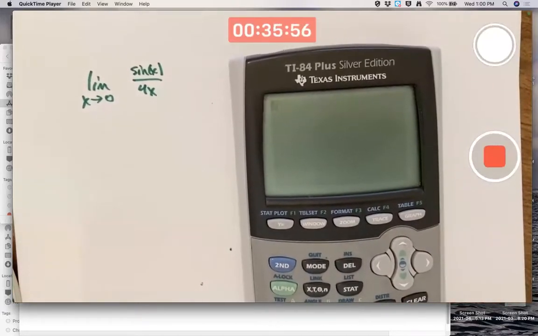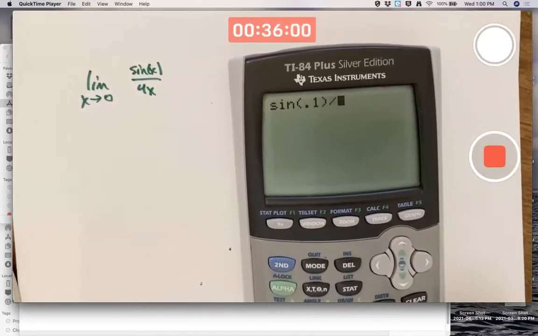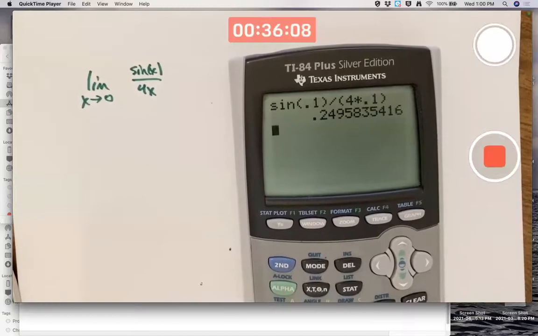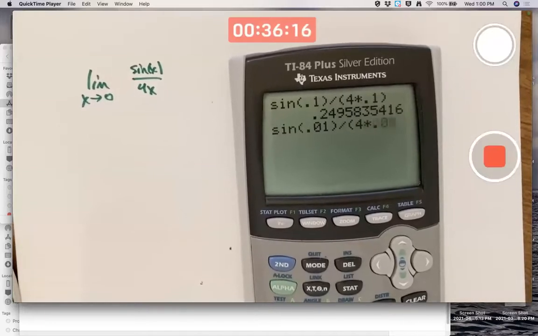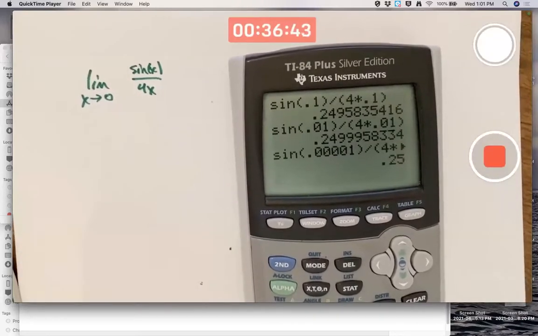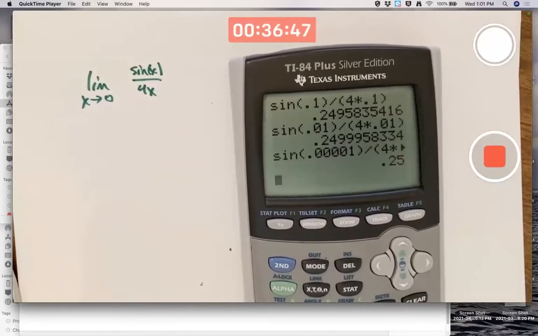What if I plug in 0.1 for x? So I compute sine of 0.1 divided by 4 times 0.1. I get this. Okay, let's try a number that's even closer to 0. Sine of 0.01 divided by 4 times 0.01. You look at those numbers, it seems like perhaps this is getting close to 0.25. Let's try sine of 4 zeros and a 1, divided by 4 times that. It displays 0.25, but it actually doesn't equal 0.25 exactly. It's so close to 0.25 that it says, let me just go ahead and round it to 0.25.